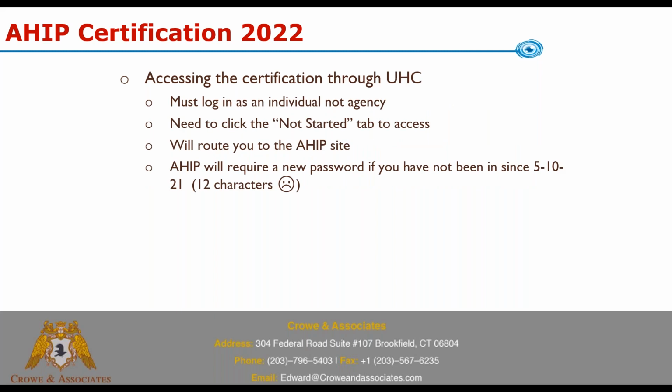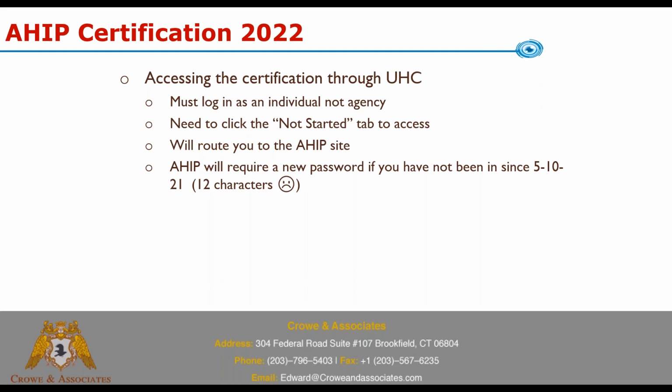So if you're going to access the certification through UHC, for example, you got to log in as an individual, not an agency. So, for example, I own Crone Associates. If I log into Jarvis with UHC as Crone Associates, there's no cert option for me. That's because I have to log into Jarvis as an individual, because when you have a licensed entity, you get two separate Jarvis logins. Just make sure you do the individual one, and that way you'll be able to take your certification as an individual. You can't do it as an agency.